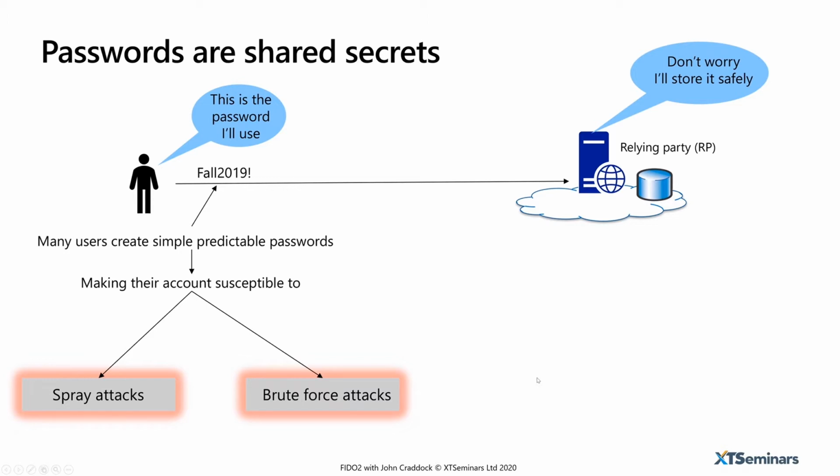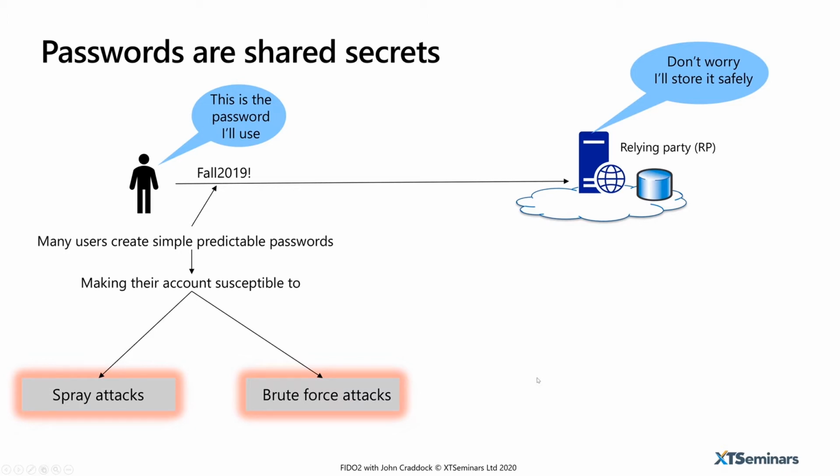But of course, what we're doing is we're sharing that secret. So our user has shared the secret with the relying party. Now, what is a relying party? Well, the relying party could be a website, or it could be an IDP that actually does identity for multiple websites. A typical example of an IDP would be Azure AD. So we have one set of credentials which allows a single sign-on to multiple websites.